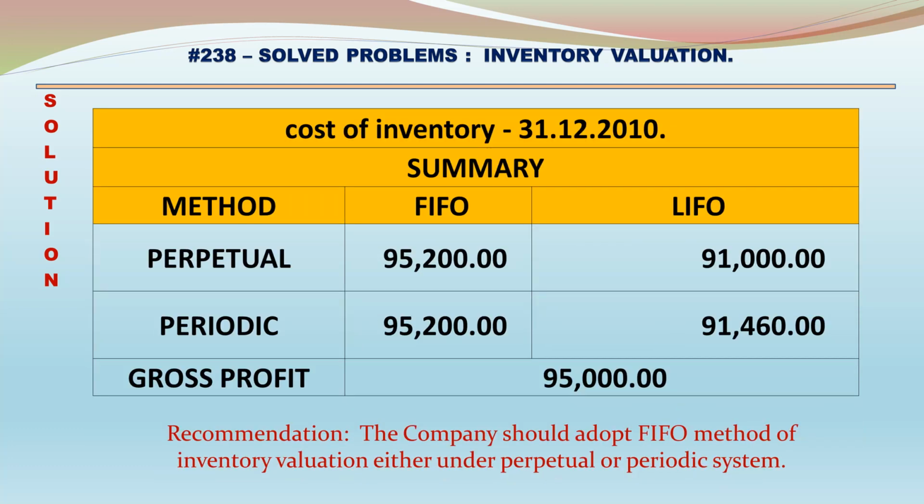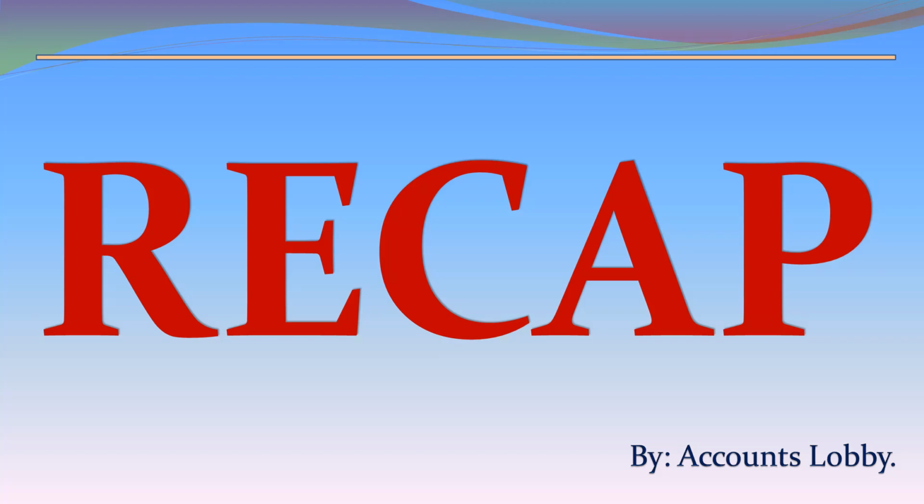Summary. Cost of the inventory, 31st December 2010. Method: Perpetual FIFO 95,200. Periodic FIFO 95,200. Perpetual LIFO 91,000. Periodic LIFO 91,460. Gross profit 95,000. Recommendation: the company should adopt a FIFO method of inventory valuation, either under perpetual or periodic system. Recap.